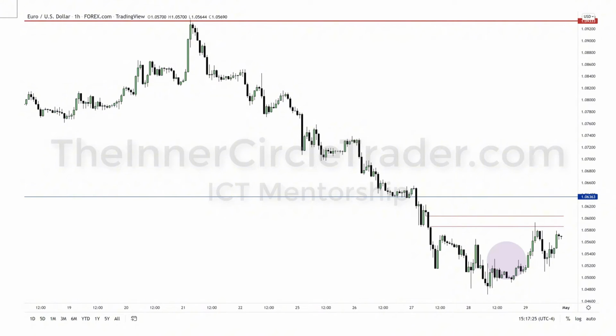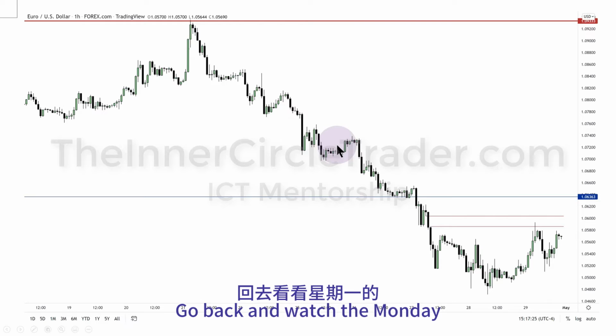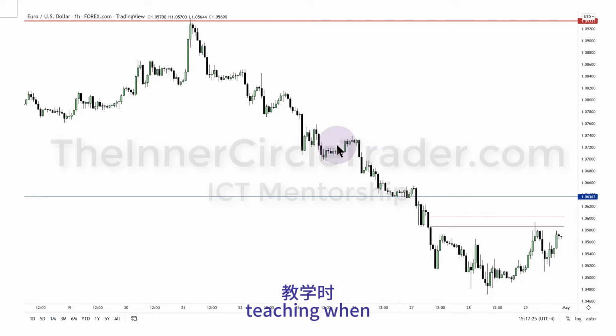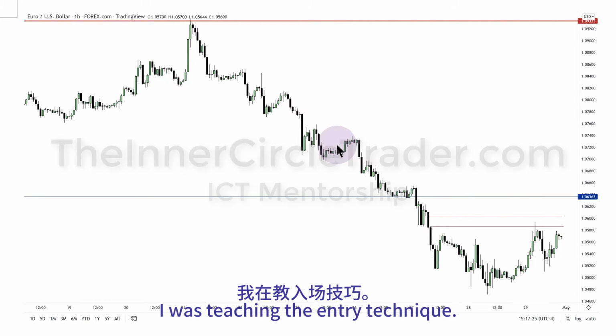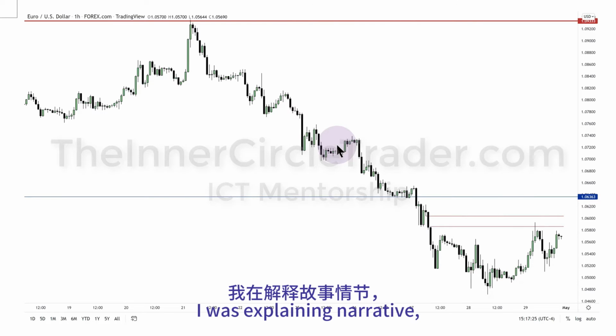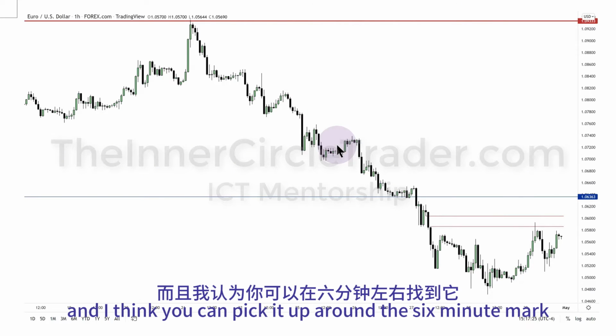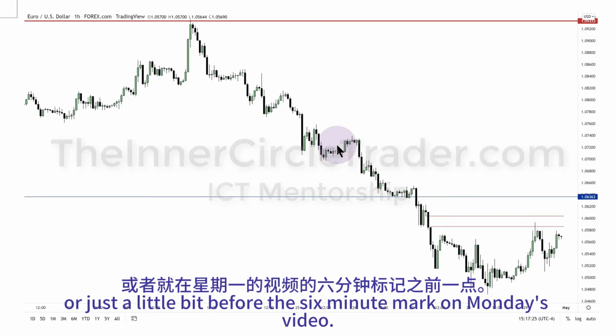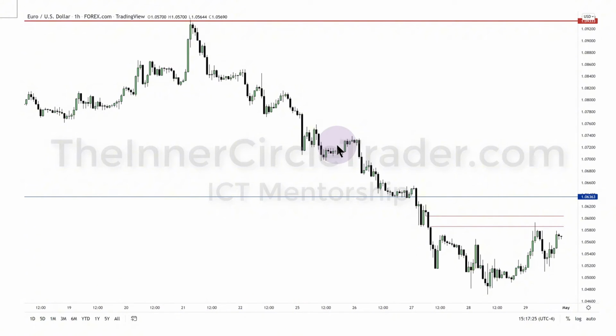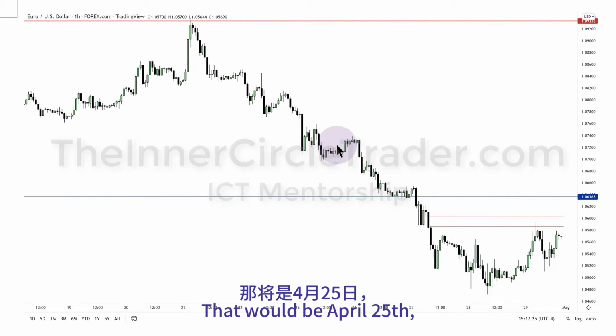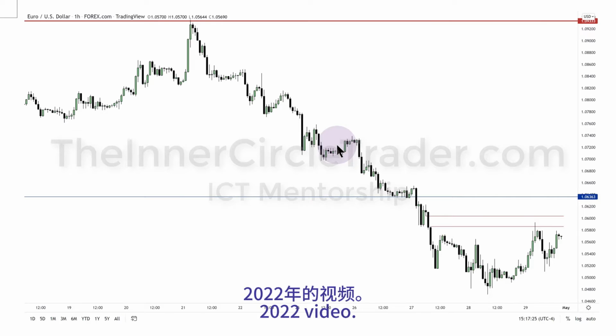Hourly chart on euro. Okay, on Monday, we had our buy side liquidity in here. Go back and watch the Monday teaching, when I was teaching the entry technique. I was explaining narrative. And I think you can pick it up around the 6-minute mark or just a little bit before the 6-minute mark on Monday's video. That would be April 25th, 2022 video. Okay, I'm talking about Euro.